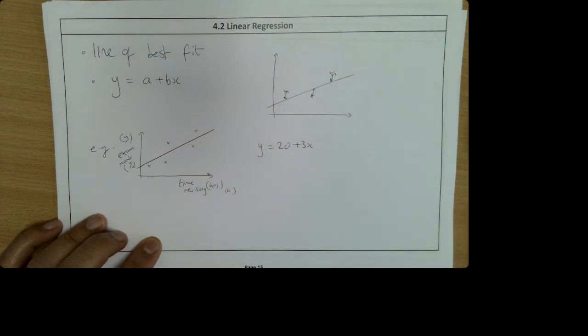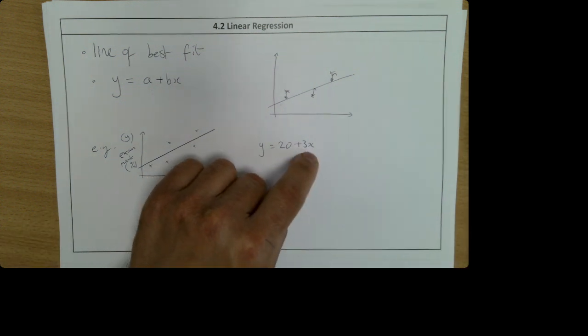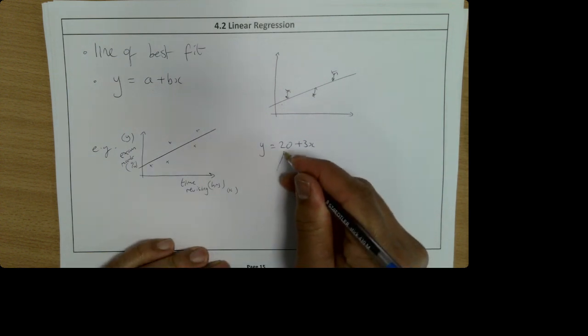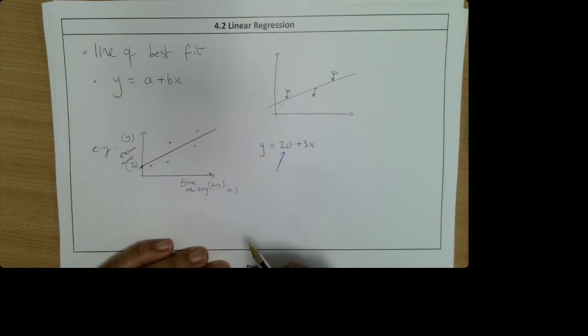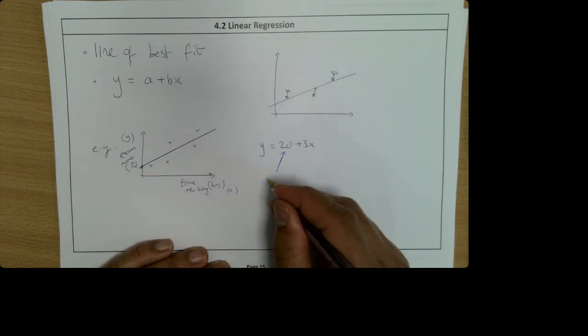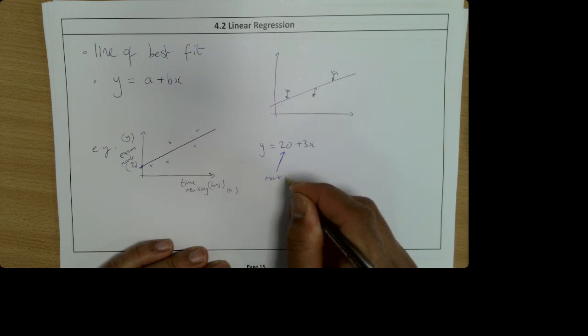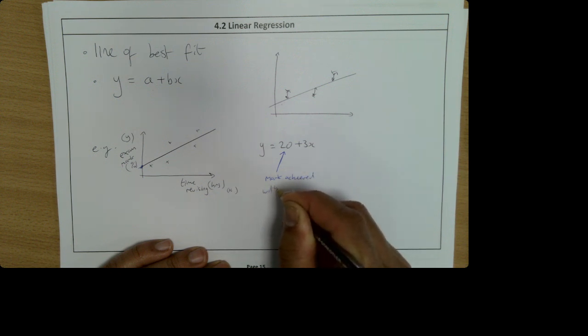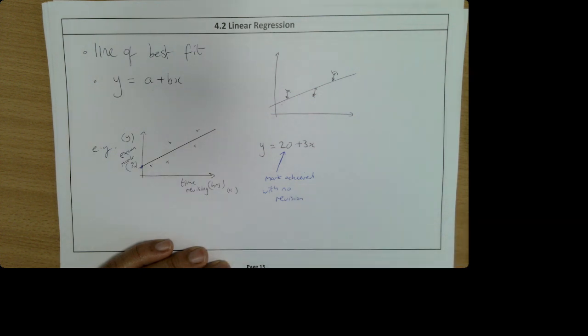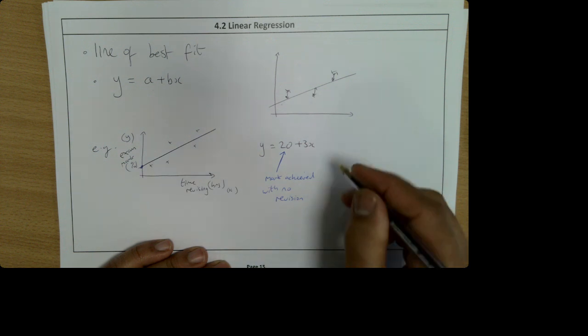All you need to be able to do is to interpret these parameters. In other words, the y-intercept and the gradient. So let's start with the y-intercept. The y-intercept, which is here, would literally be, in this context, the mark achieved with no revision. In this context. For any other context, obviously, you'd have to interpret it.